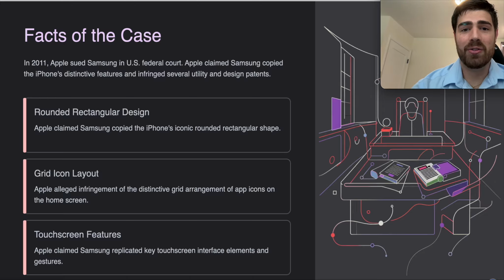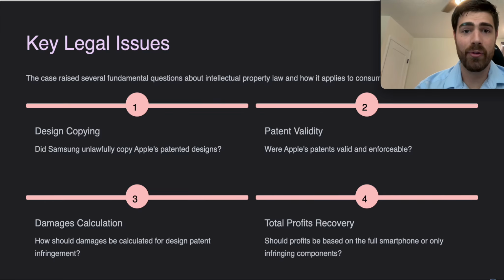So this case raised several major legal questions. First, did Samsung unlawfully copy Apple's patented designs? Second, were Apple's patents valid and enforceable? Third, how should damages be calculated if infringement occurs? And fourth, should Apple be entitled to Samsung's total profits from entire smartphones, or only profits related to the specific infringing components? These issues were important because the answers would impact not only the companies, but future patent disputes across many industries.